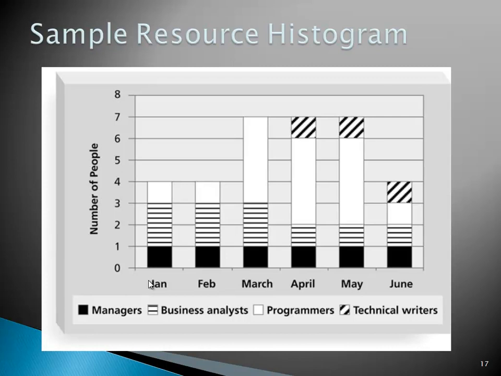In April, we have to add a technical writer to start writing the documentation that needs to be submitted to the customer or the sponsor. Once we got into June, the last month, the number of people involved decreased to one programmer, one analyst, one technical writer, and the project manager. Again, it's four, but it's totally different than the type of people that were involved at the beginning of the project.